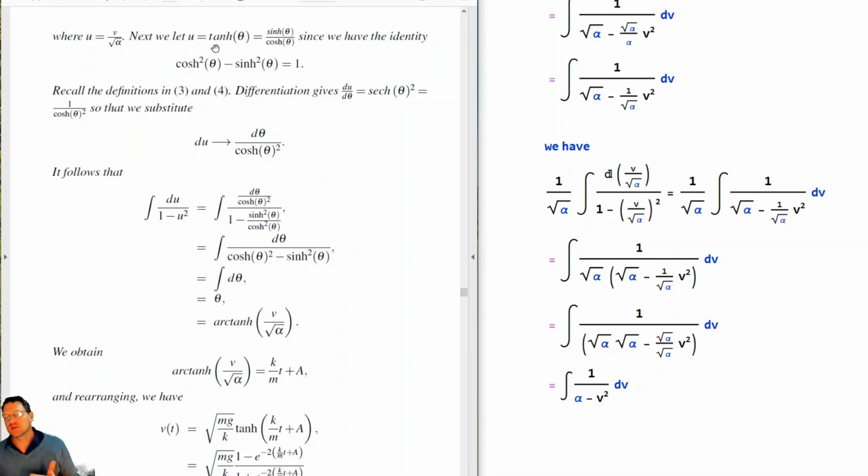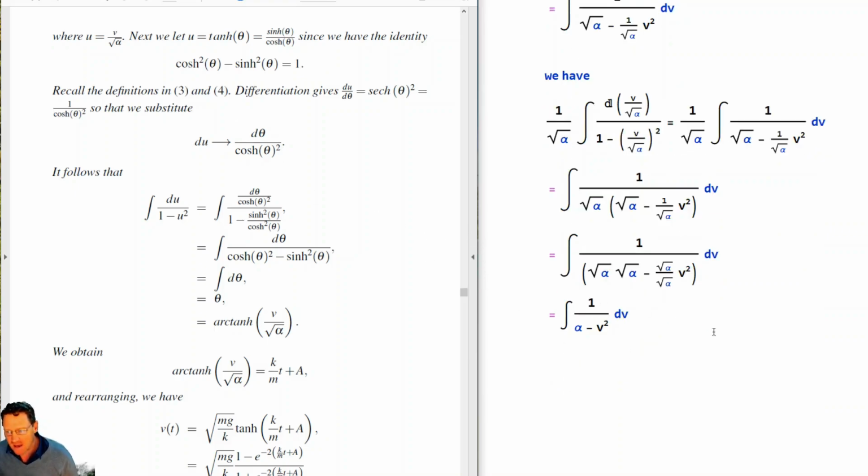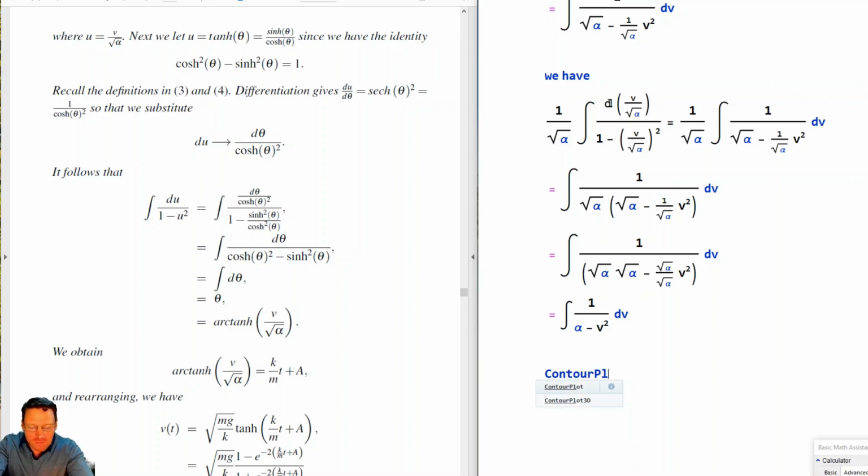Now, to complete this, remember what we did is we said let u equal tanh of theta, which is sinh over cosh. Okay, so remember the identity, cosh squared minus sinh squared is equal to 1, which makes this hyperbolic because x squared minus y squared equals 1 is a hyperbola. And actually, why don't I just display that hyperbola here? So I'll just write contour plot, x squared minus y squared equals 1. Let's give a plot range.